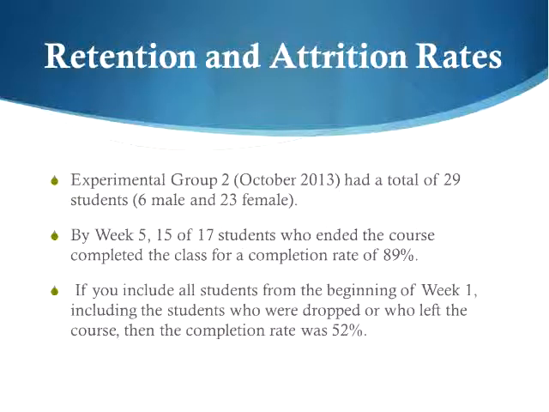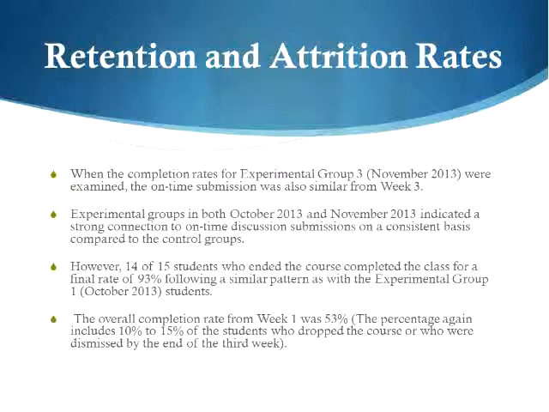With experimental group 2, which was also an October 2013 start, there were 29 students, 6 male, 23 female, and by week 5, 15 of the 17 students who entered the course completed it. There was a completion rate of 89%, but the total attrition rate was still 52%, which is fairly common for online, and we're trying to reduce that by experimenting with these different treatments.